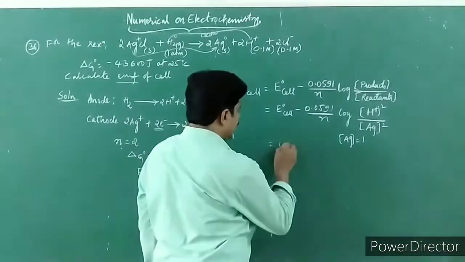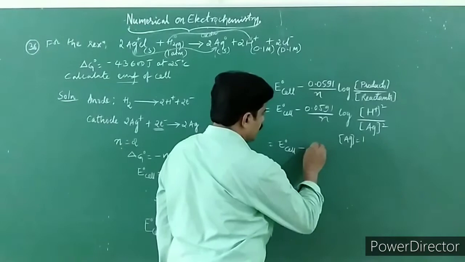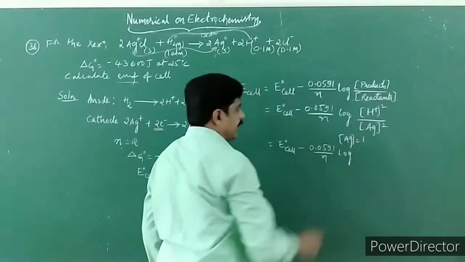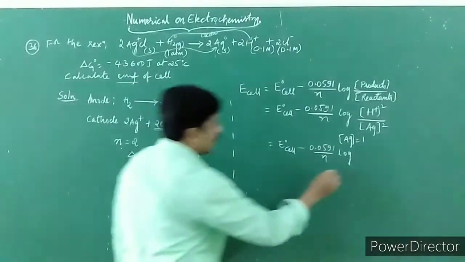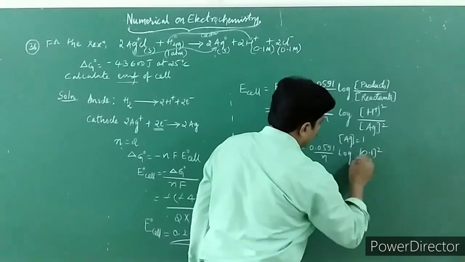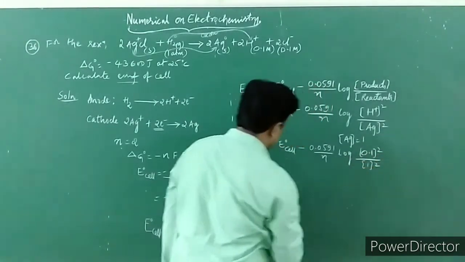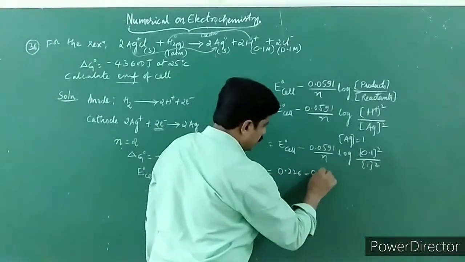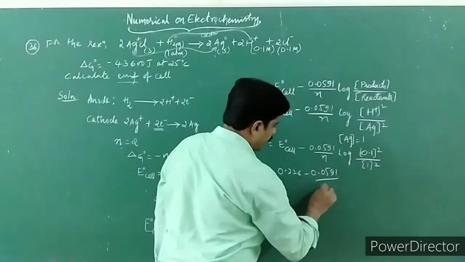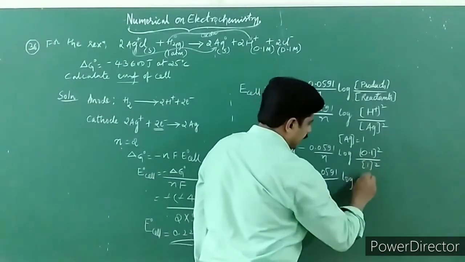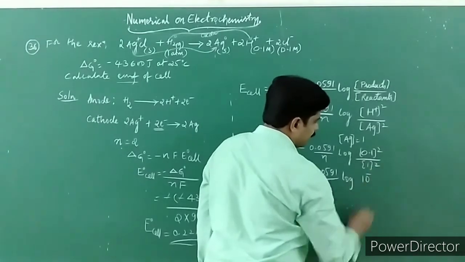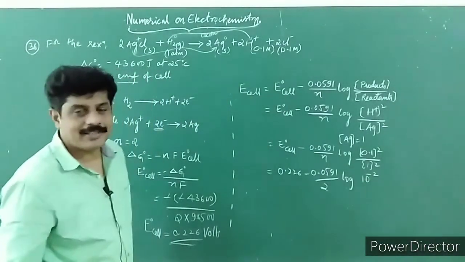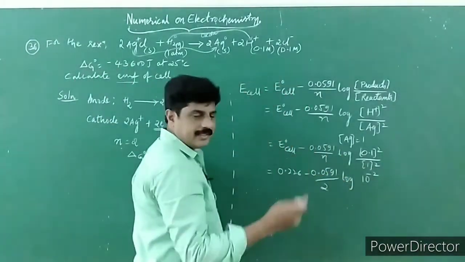So let me write E naught cell minus 0.0591 upon n into log of. Children, the H plus ion concentration is how much here? 0.1 squared upon 1 squared. Children, let me substitute the values. E naught cell is equal to how much? It is 0.226 minus 0.0591 upon n, which is 2, into log of. This I'll write as 10 to the power of minus 2. Hope you got it. And this 1 squared is equal to 1 only.